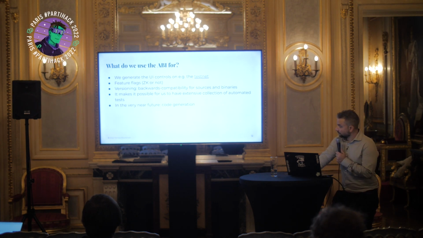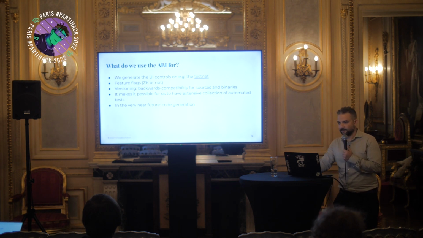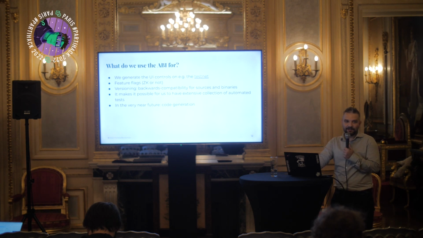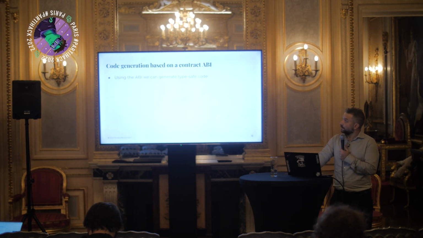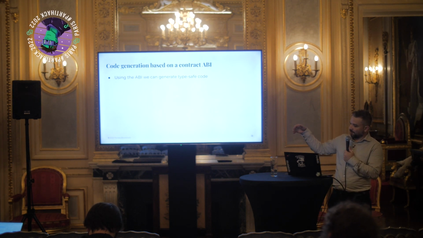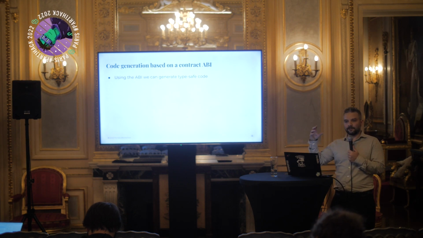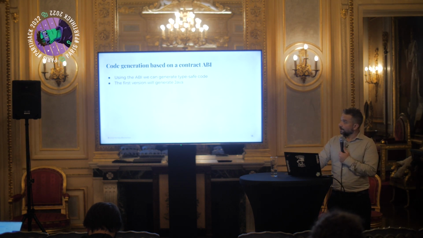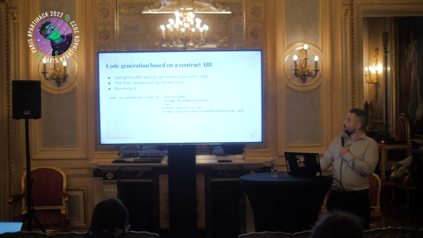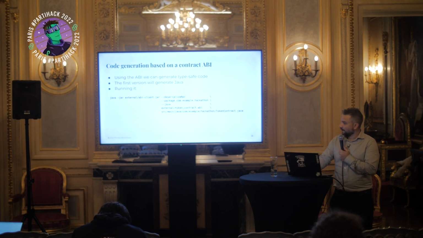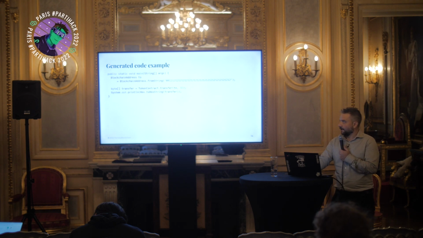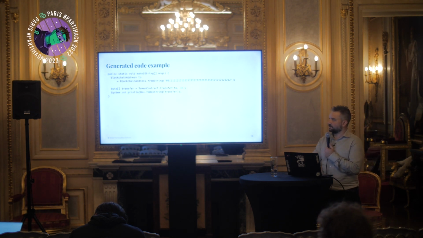And in the very near future, like today, we're working on code generation based on the ABI. So we can generate some type-safe code. Instead of writing new transfer, add this, like a couple of slides ago, we generate some code with this yet to be released piece of Java code. This will probably change when it's released. And then you get this very, very fine piece of Java.